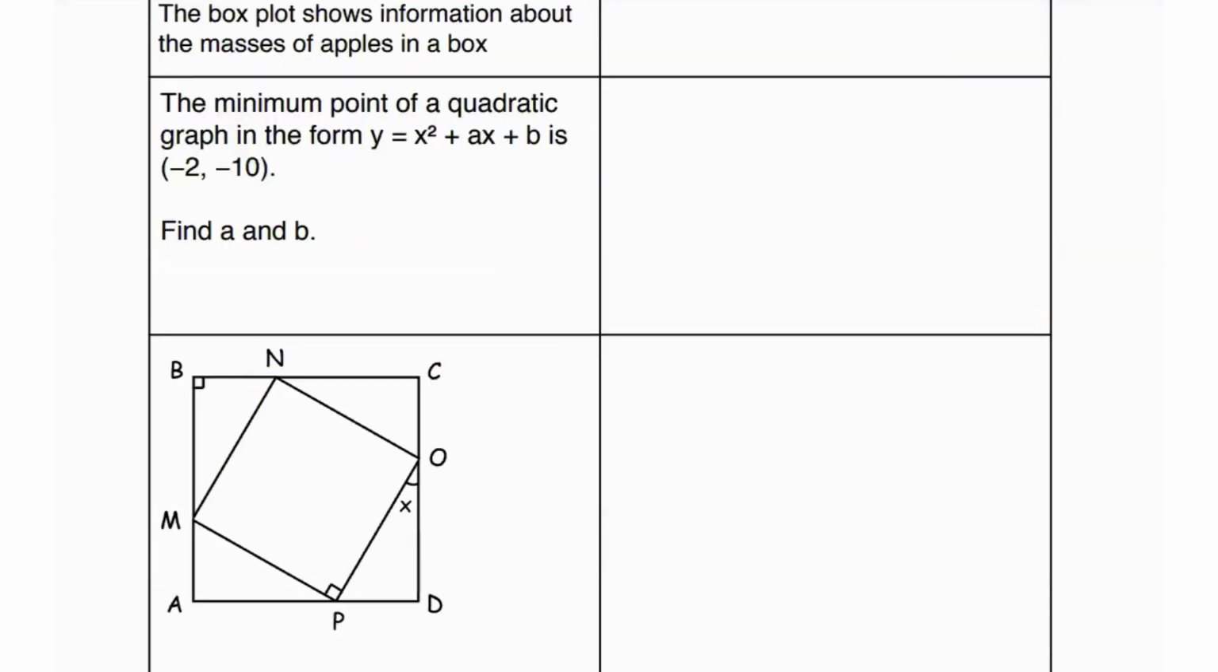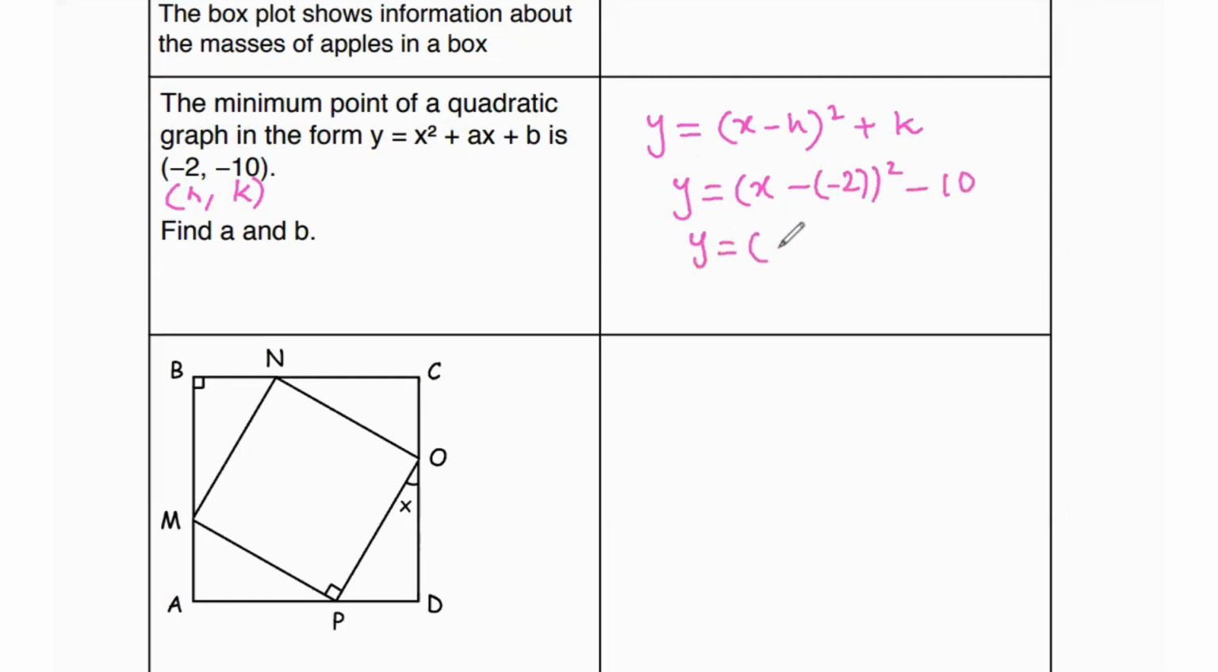Next question says the minimum point of a quadratic graph in the form y equals x squared plus ax plus b is -2, -10. Find a and b. Minimum and maximum points are shown by the completing square form, which is y equals x minus h whole squared plus k, where h and k are your turning points or minimum points. Now, h over here is -2, which means it's going to be y equals x minus -2 whole squared minus 10, which is y equals x plus 2 squared minus 10.